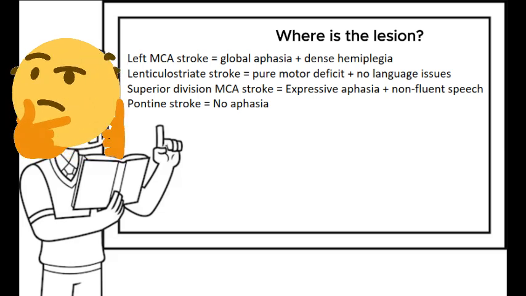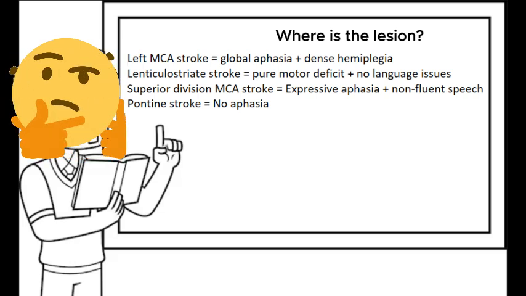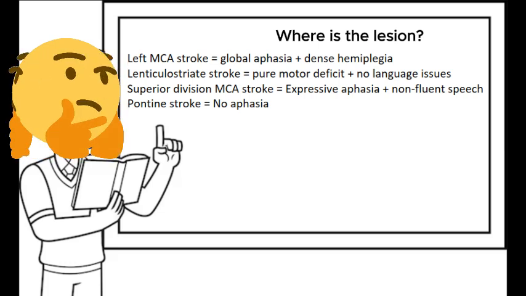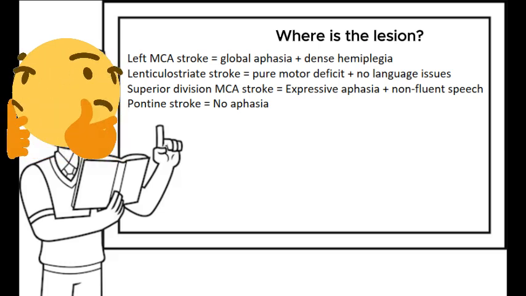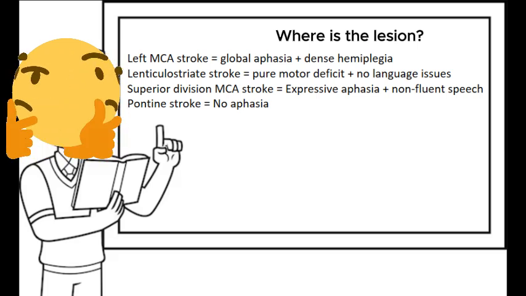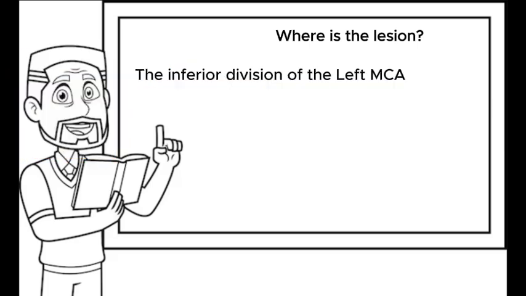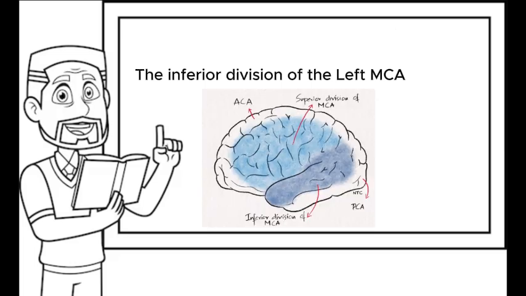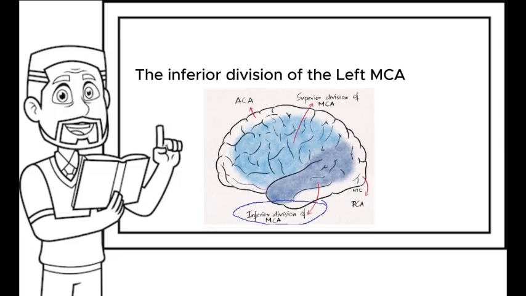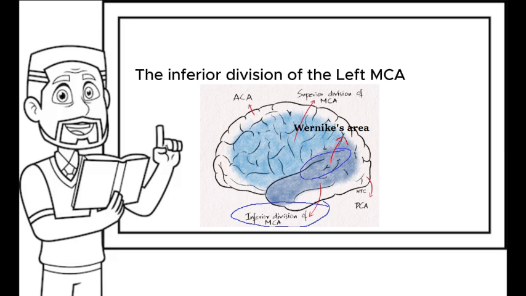A superior division MCA stroke will cause expressive aphasia. The speech would be non-fluent. And a pontine stroke does not cause aphasia at all. That leaves us with the inferior division of the left MCA. The inferior division of the left MCA supplies the posterior superior temporal gyrus, which is the key language comprehension center. Damage here will cause Wernicke's aphasia.